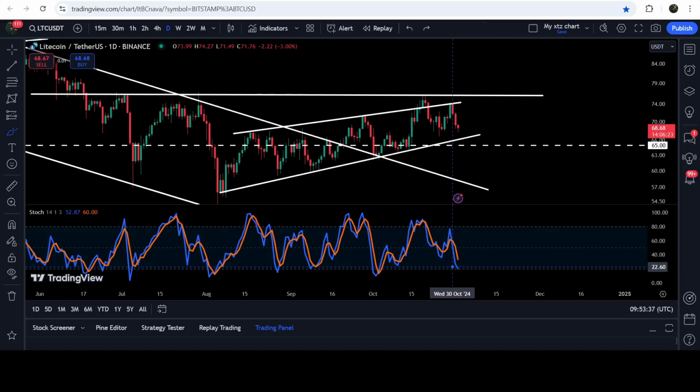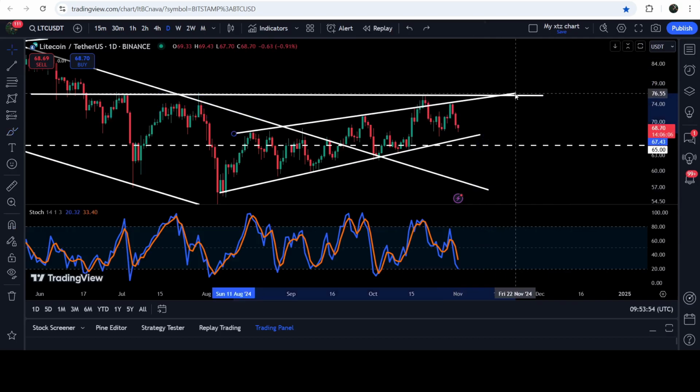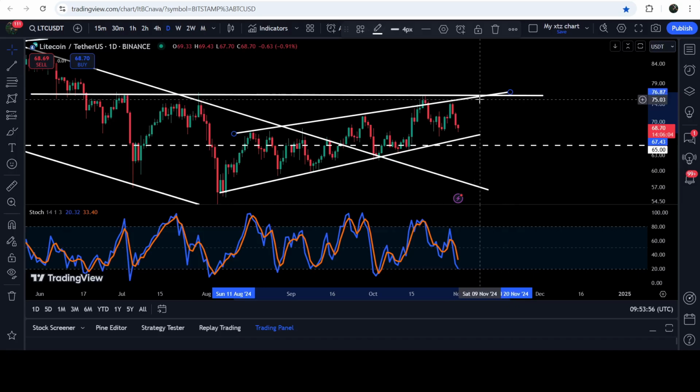Therefore, there can be a probability that the price may follow this signal, and then the price, without retesting the support of this wedge, may move up to make another attempt to break out the resistance of this wedge. This time we will have a crisscross of the two resistance levels. At the same time, we will have the resistance of this rising wedge pattern here, and we will have this short-term resistance of $76.